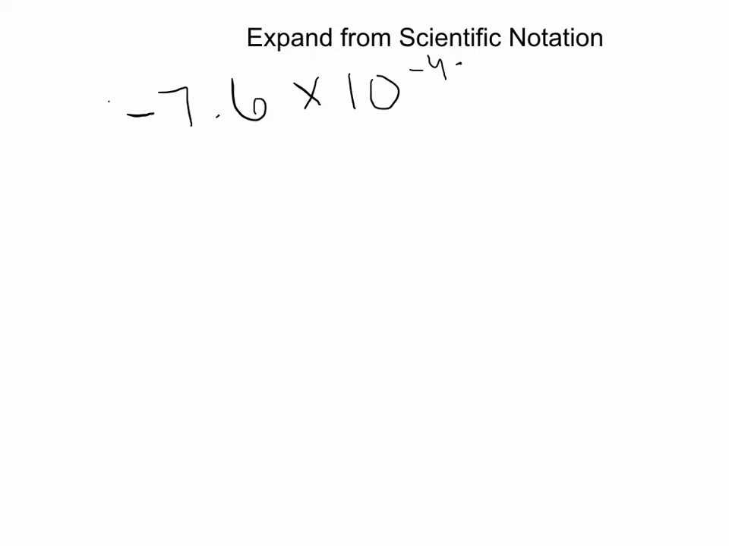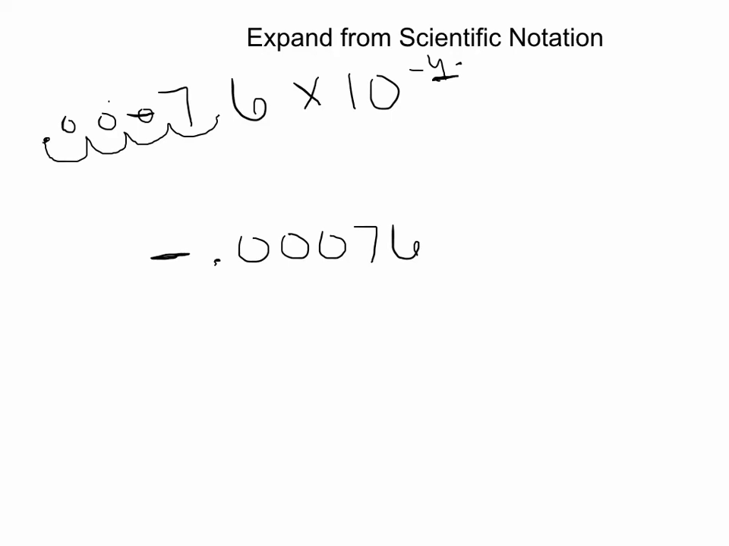Because we have a negative number in the exponent up here, we're going to move the decimal 1, 2, 3, 4 places to the left. If we fill in zeros in those places, we come up with the number 0.00076, and we're just going to put that negative sign in front. And there you have it, negative 0.00076.